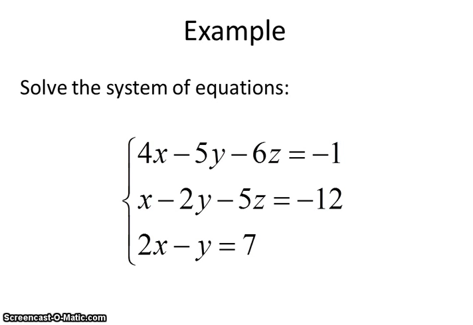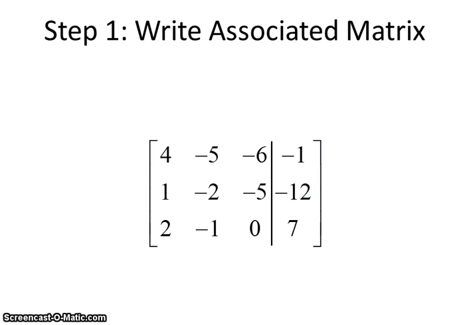So here's our system. We've got three equations with three variables. We notice that our third equation is missing a z, so we're going to have to be very careful with that when we convert it to a matrix. So our associated matrix is our coefficients of the x, the y, the z, and we usually write a vertical line after that, and then our number on the other side of the equal sign goes in the rightmost column. And z was missing from the third equation, so we have to write a 0 as a coefficient there.